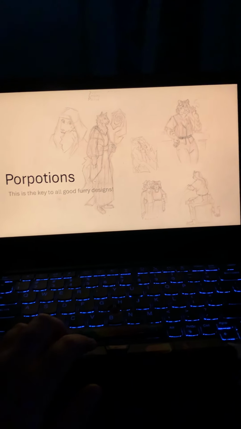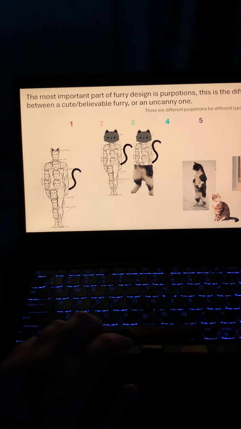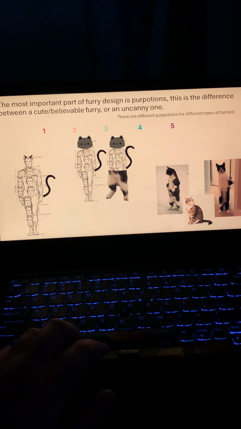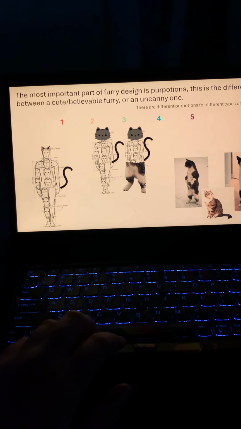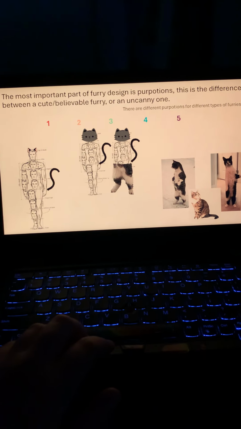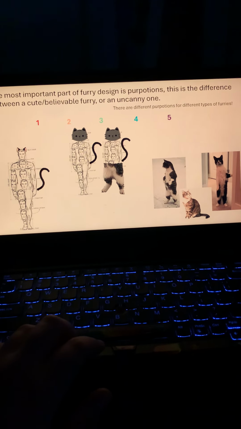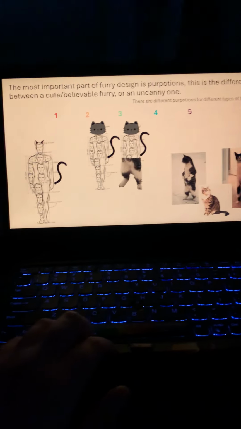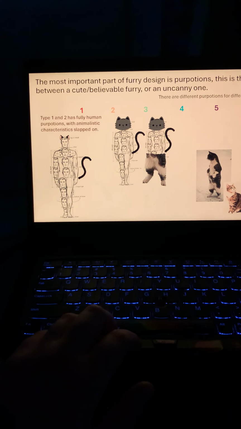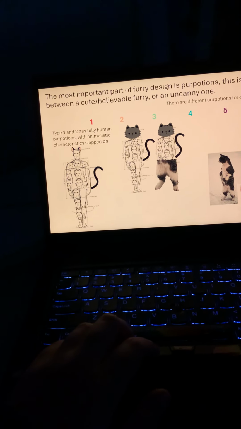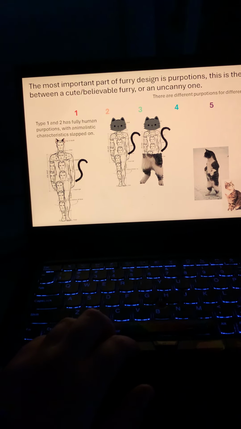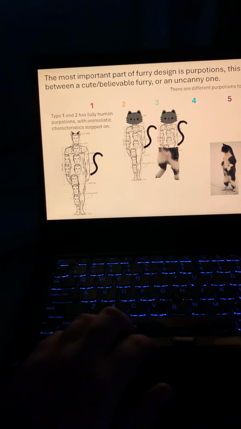Proportions. This is the key to all good furry designs. The most important part of furry design is proportions. This is the difference between a cute, believable furry or an uncanny one. These are different proportions for different types of furries. Type 1 and 2 have fully human proportions with animalistic characteristics slapped on.